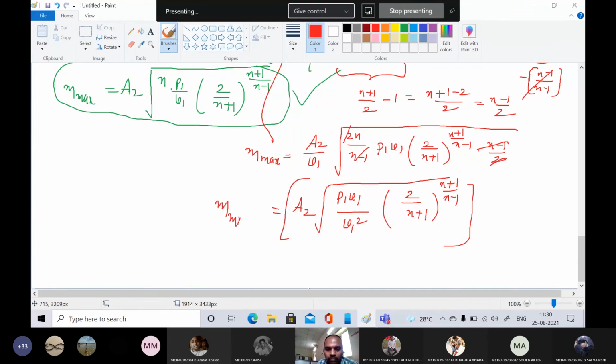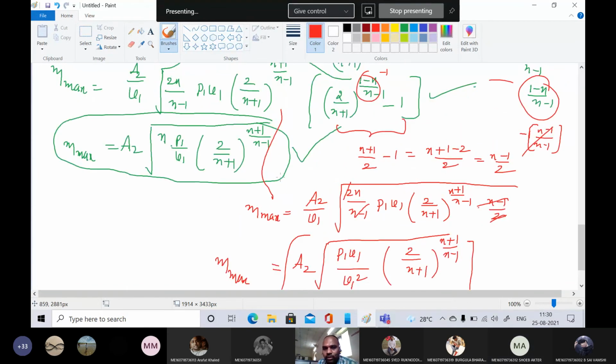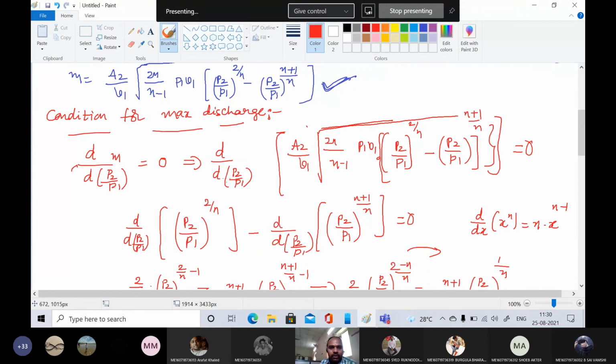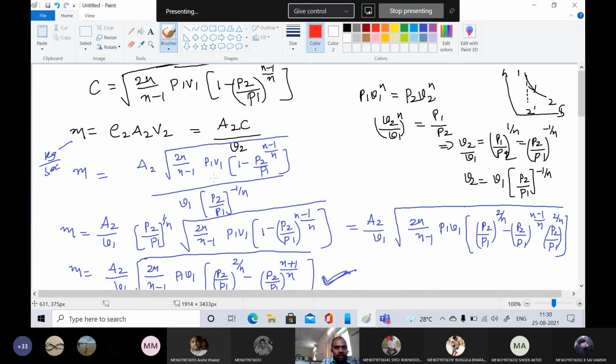Is it clear now? Yes, sir. Very, very important derivation. You should practice. Again, I'm explaining once again. Please go through it. So we derived the velocity of the steam passing through the nozzle is equal to 2n by n minus 1 p1 v1 into this value, right? But I don't want velocity. I want the mass of the steam discharged through the nozzle per time.